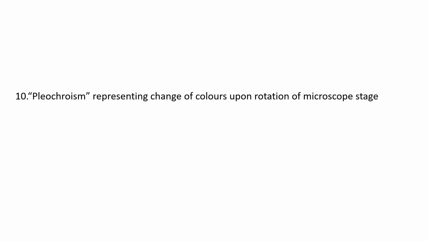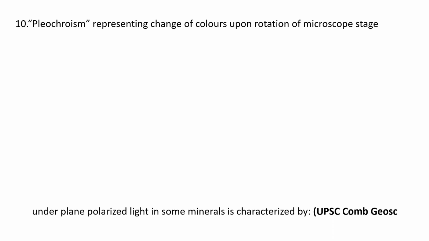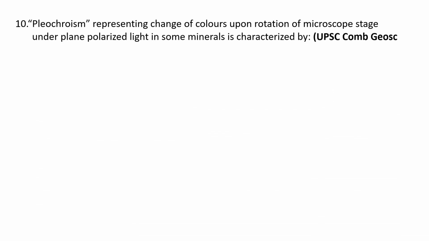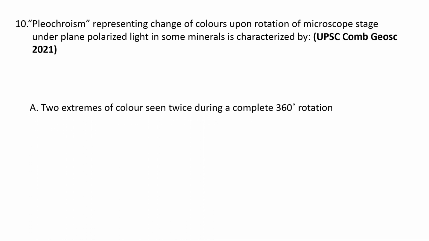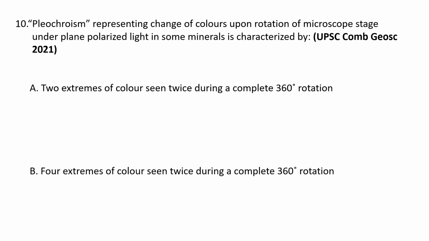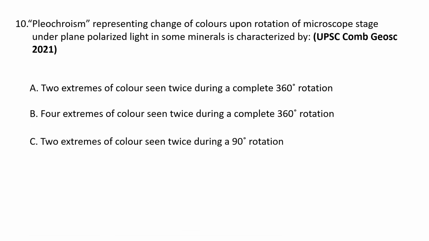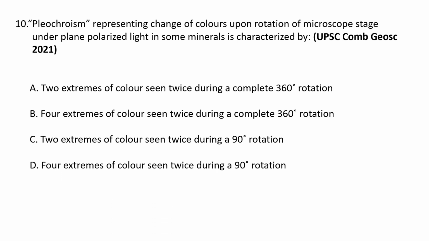Next question. Pleochroism, representing change of the colors upon the rotation of the microscope stage under plane polarized light in some minerals, is characterized by A. two extremes of color seen twice during the complete 360 degrees rotation, B. four extremes of color seen twice during a complete 360 degrees rotation, C. two extremes of color seen twice during a 90 degrees rotation, and D. four extremes of color seen twice during a 90 degrees rotation.